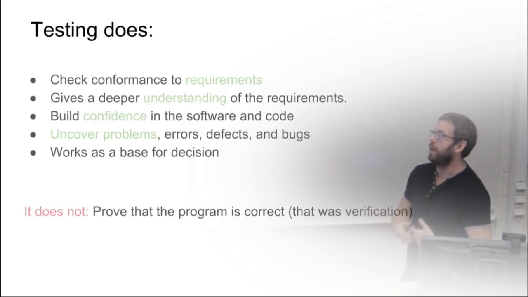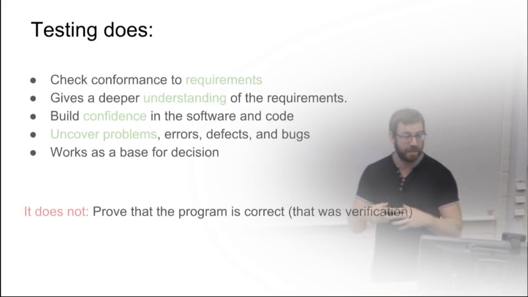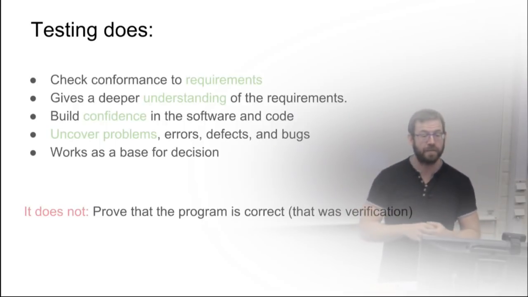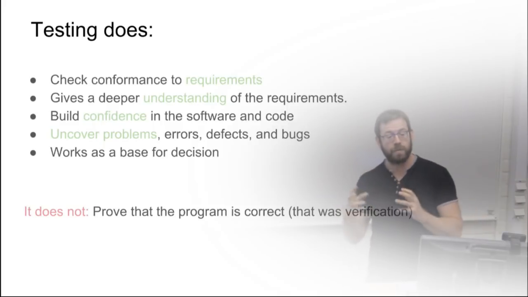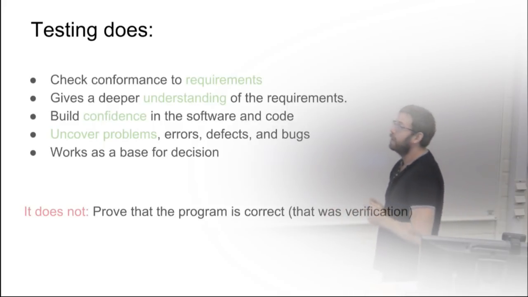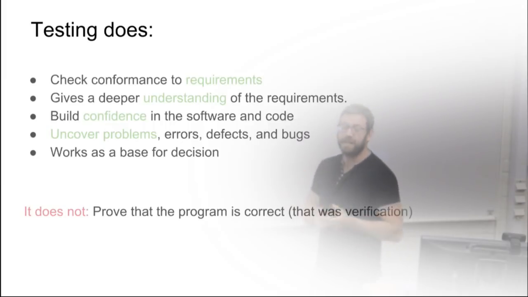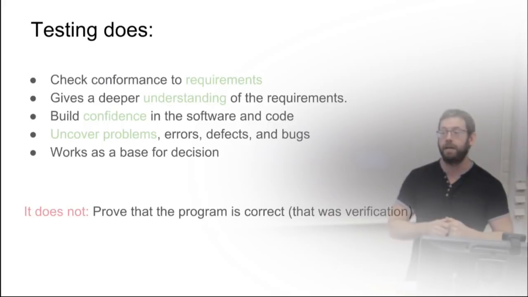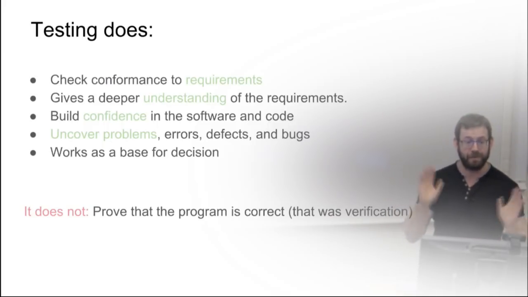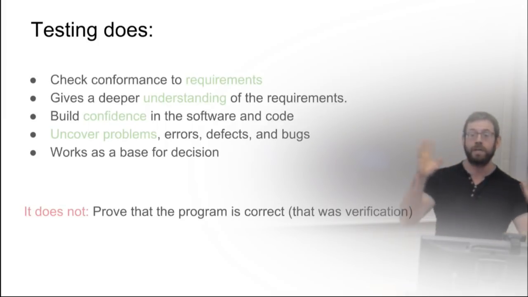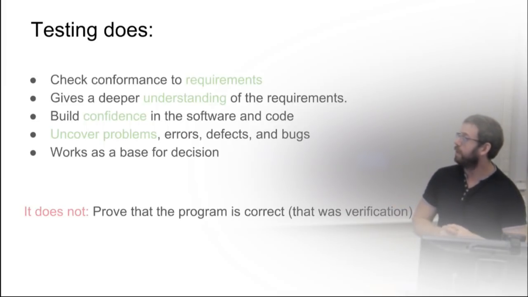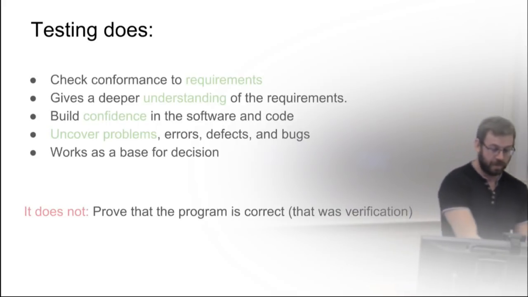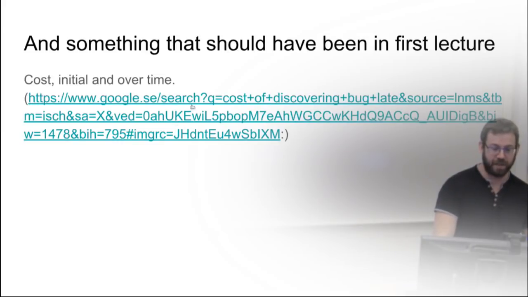We do testing and then we uncover problems. Errors made when implementing this software, or errors made when we thought up the requirements for this product. And these errors result in faults, which are defects, also called bugs. The testing is a base for some kind of decision making. Perhaps we can release this product, or perhaps we can say that this product is tested well enough, or we should conduct more testing, or we need to fix these bugs. Testing does not prove a program is correct. That was verification, right? And something that should have been in the first lecture.